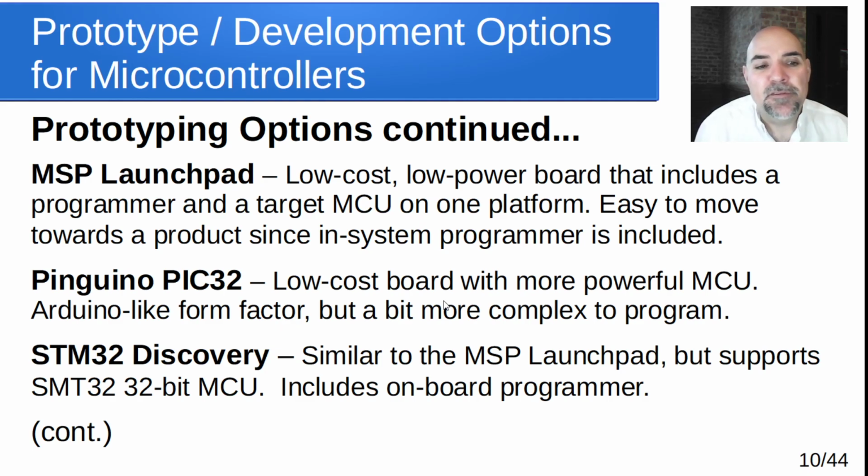There's some other things like that as well. There's the Pinguino PIC32 that's based on Microchip Corporation's PIC32 architecture. Those are in an Arduino-like form factor, but they're programmed directly in C rather than the Arduino environment, at least they were last I looked at them. There's also the STM32, from a company called ST Micro. That's very similar to the LaunchPad, but it supports the STM32 32-bit microcontrollers. There's a whole family of those that covers the range from low cost, low pin count, all the way up to higher performance ones. That also includes an onboard programmer, so it eases the transition from prototype to product very easily in ways that some of the previous ones do not.